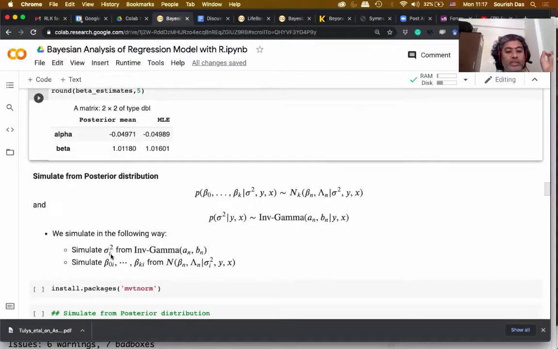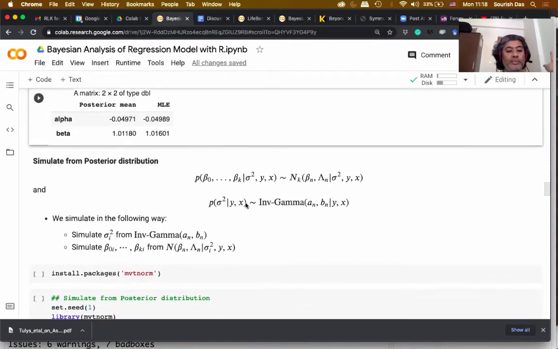Suppose I'm in the ith iteration. This i stands for iteration. At the ith iteration, I will simulate sigma_i square from the inverse gamma a_n, b_n distribution. Then I plug that sigma_i square here. Given sigma square, I will try to simulate beta naught, beta 1, beta k from this conditional distribution. And this will give me beta naught to beta k and sigma square together coming from the joint distribution of beta and sigma square. Okay, this is the idea.